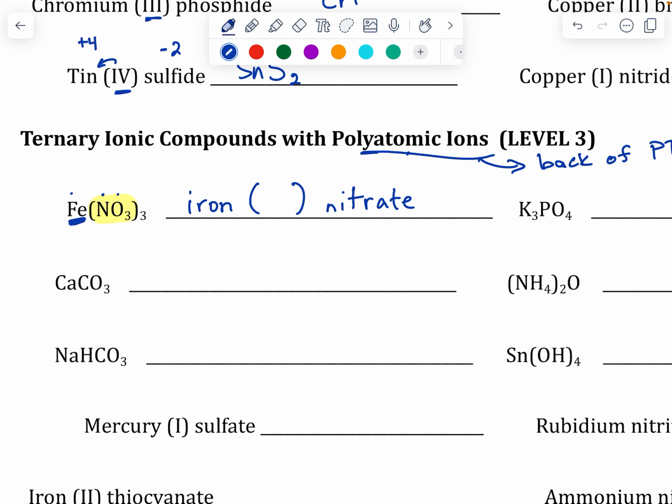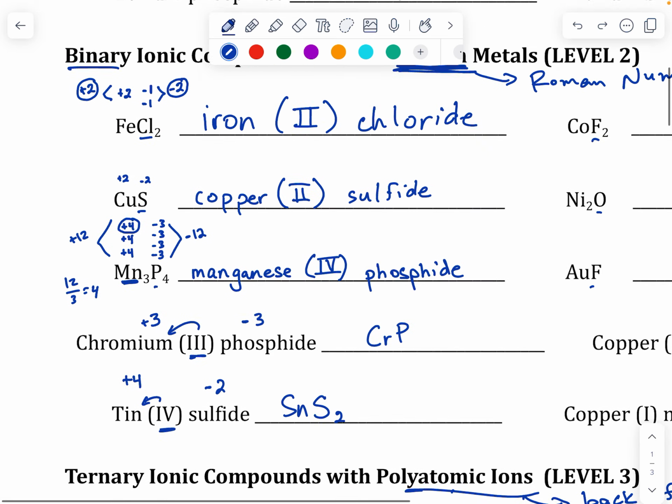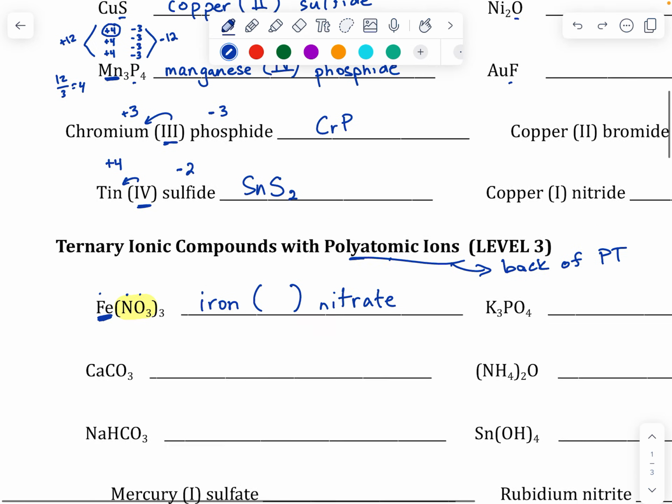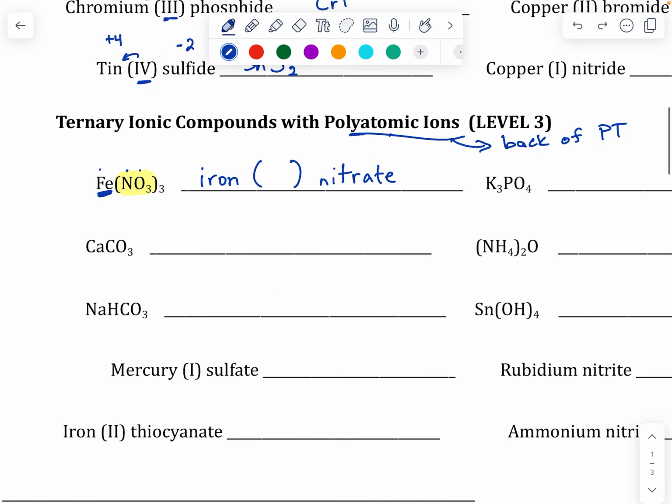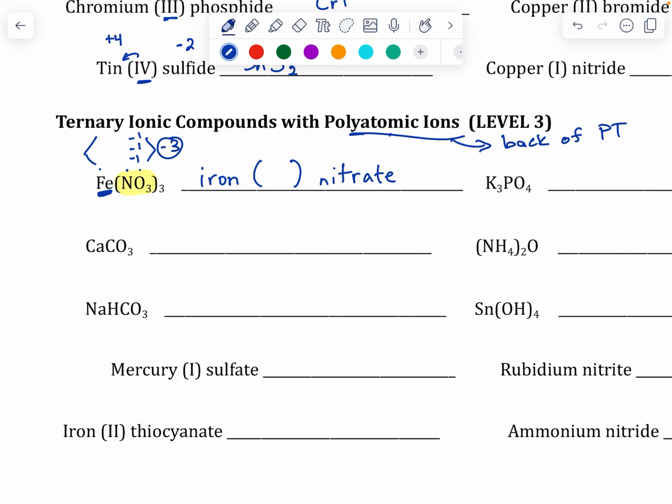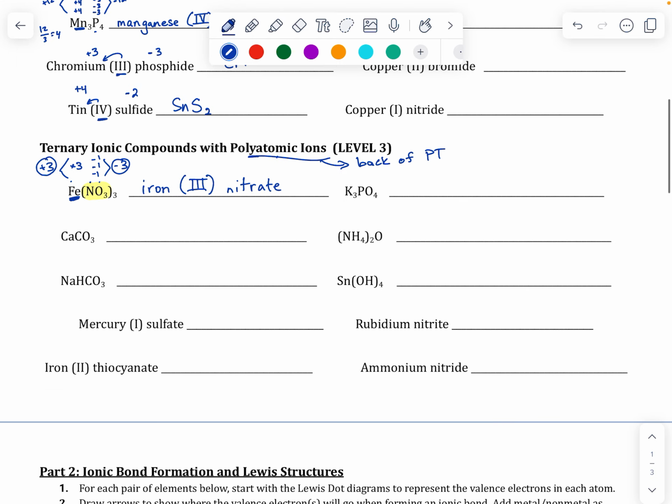But we can figure out the charge of the iron so that we can get the Roman numeral correct by working backwards, just like we did above, right? And we can say that each nitrate ion, if I have three of them, gives me an overall negative charge of -3. And because there's only one iron, it must be able to balance that out, so it shows the +3 ion charge there.